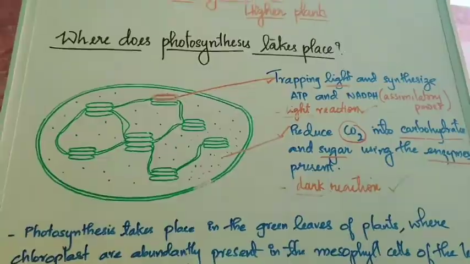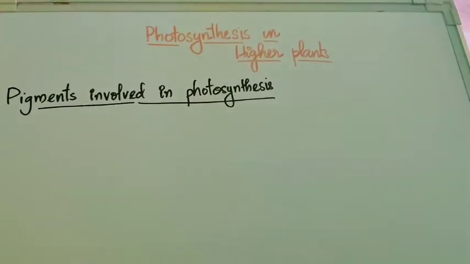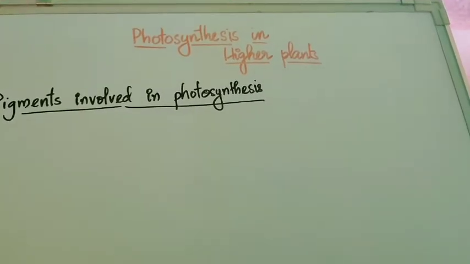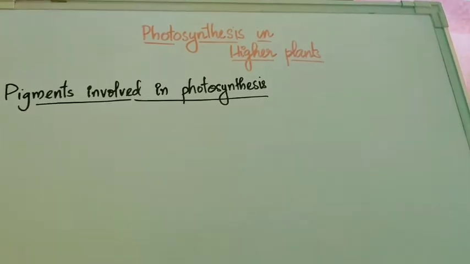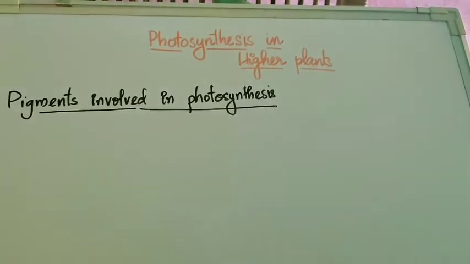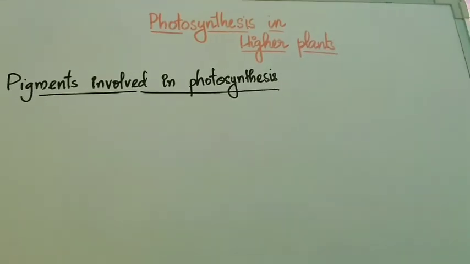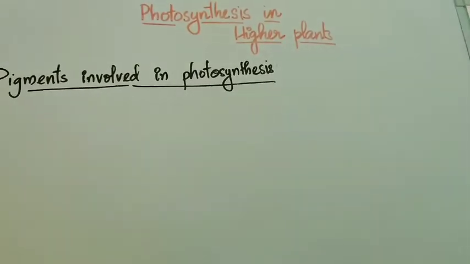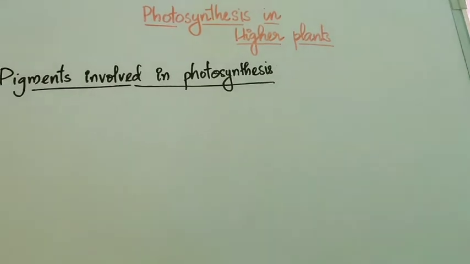Alright. So just now we discussed light reaction and dark reaction, and I told you that the thylakoid membrane of the chloroplast absorbs or traps the light. But have you ever wondered how the chloroplasts are able to trap this light? Or in other words, why are the green plants green in color? Why do they appear green to us and not red or blue?